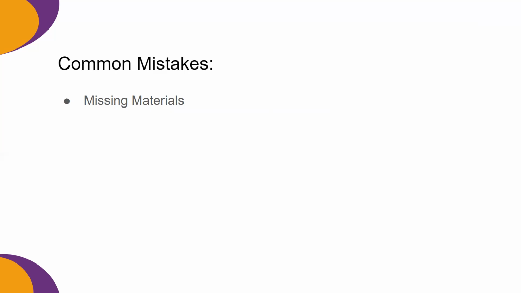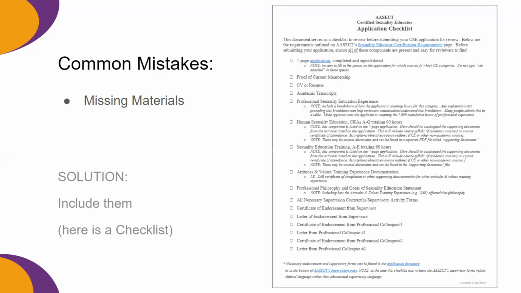So the first common mistake is having missing materials. And the solution is to include those materials. And sometimes because the website is a little hard to follow, I've included a checklist here. I had the review committee take a look and they were like, yep, these all sound really good.